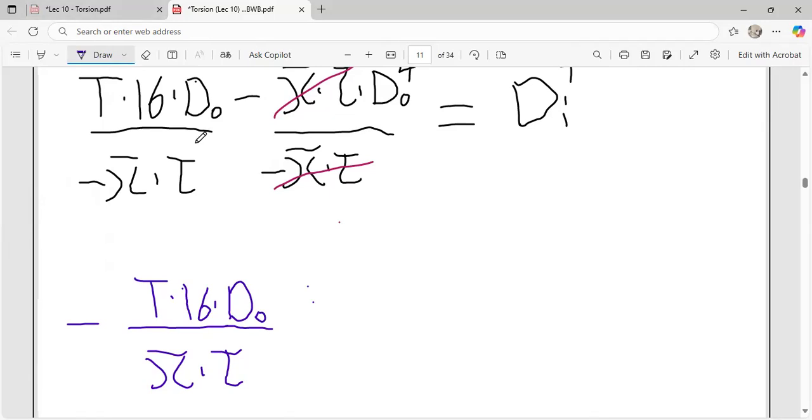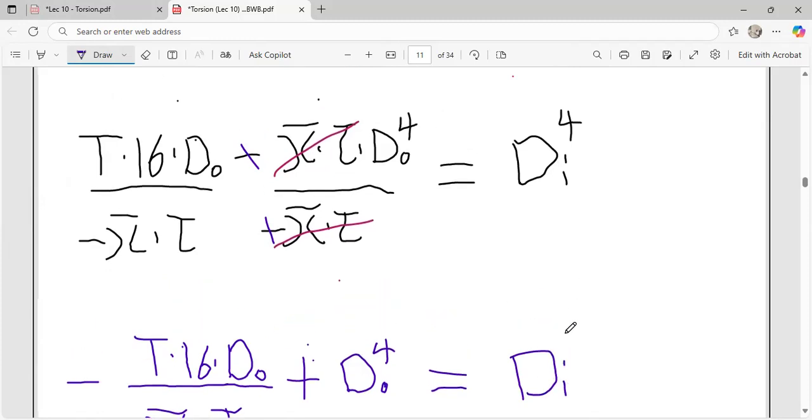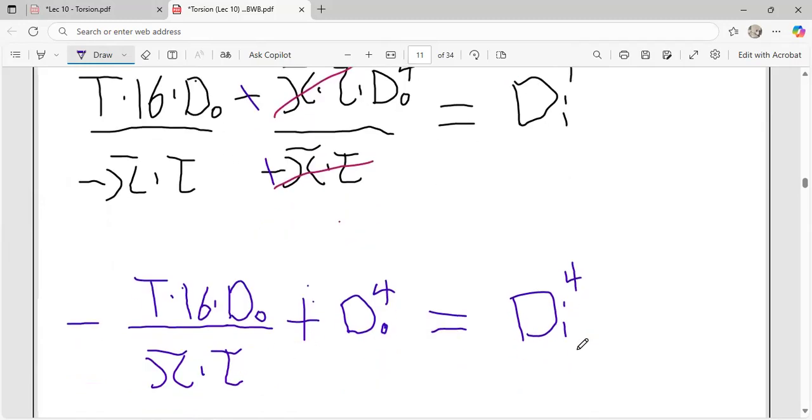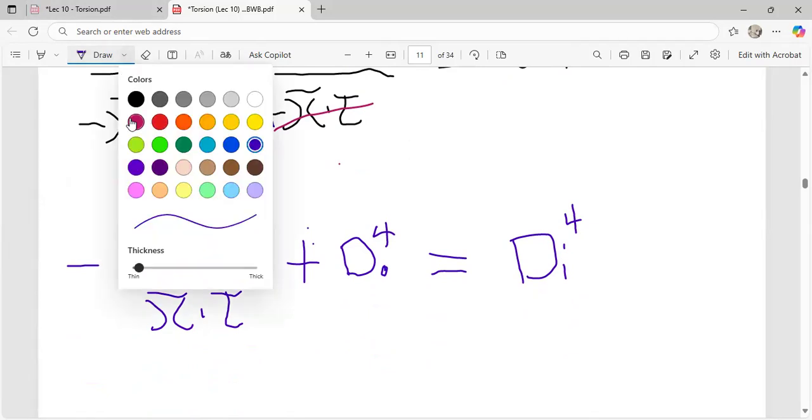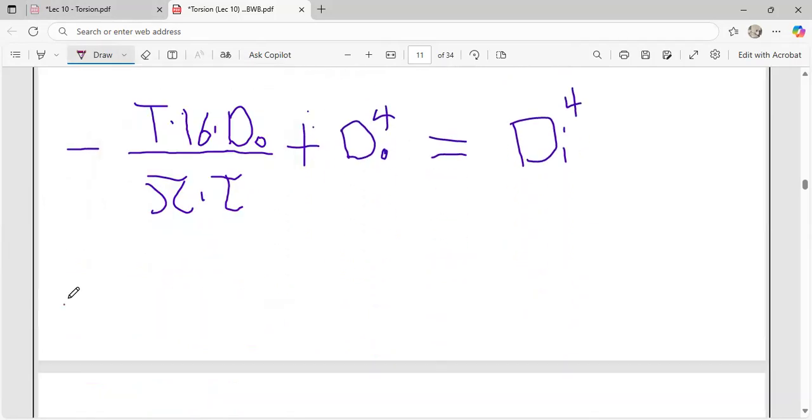And at the end of the day, this negative is going to cancel this negative to make it positive. So this is going to become plus our D subscript o exponent 4, Di exponent 4. I told you that if a is equal to b, it means that b is equal to a. So if we want to rearrange this and find our Di, it is going to become what?